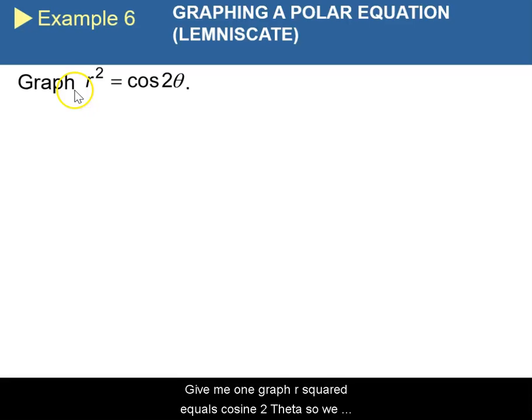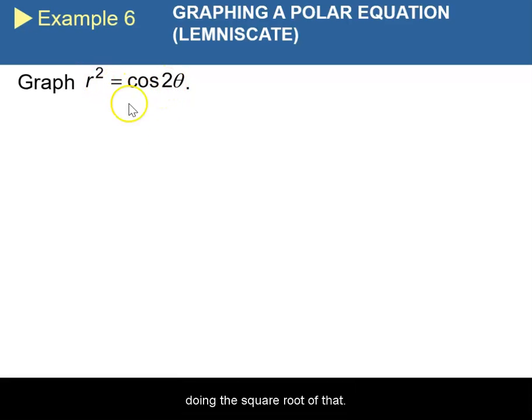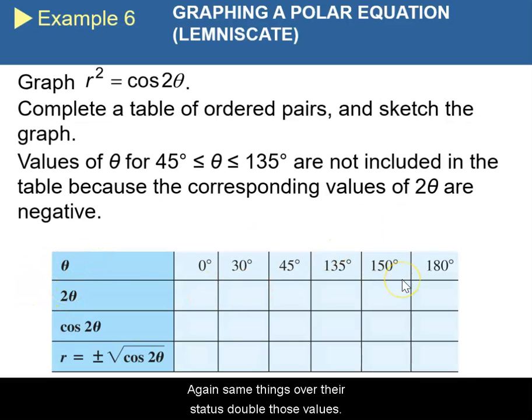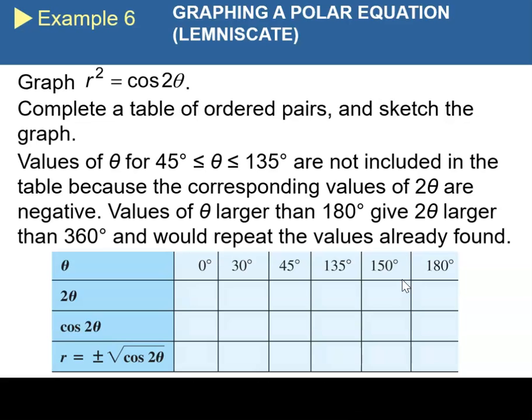All right, so graph. Here we want to graph r squared equals cosine 2 theta. So we saw cosine 2 theta already in the Desmos. We will now be doing the square root of that, right? So again, same thing, start with our thetas, double those values, okay?